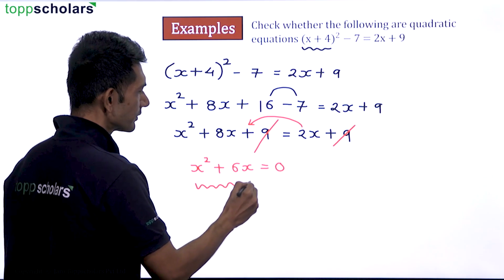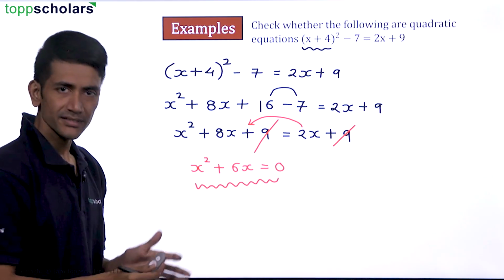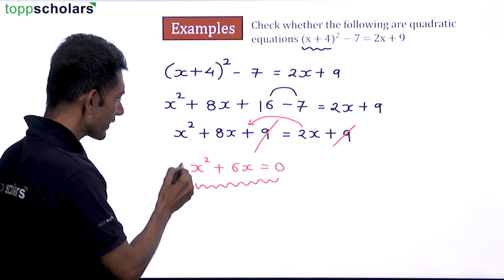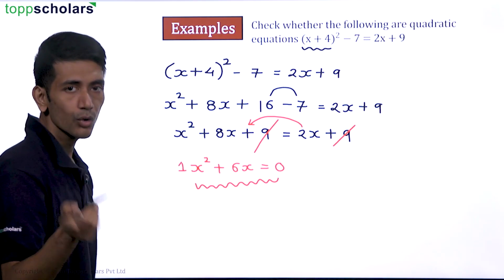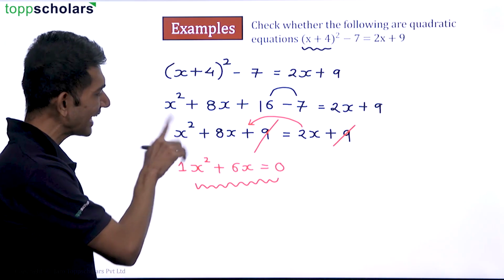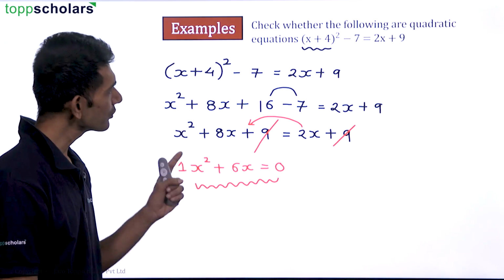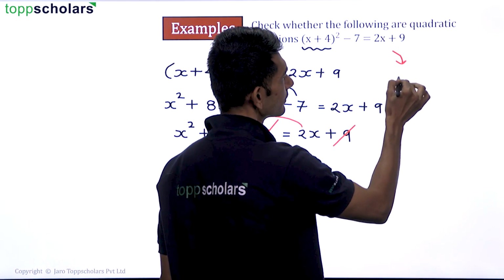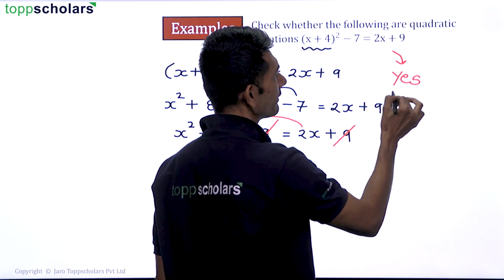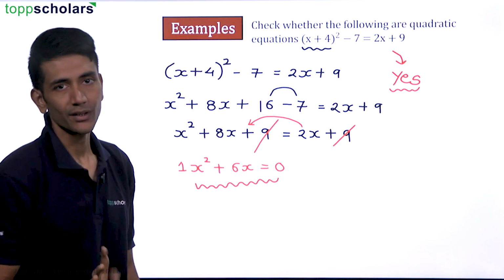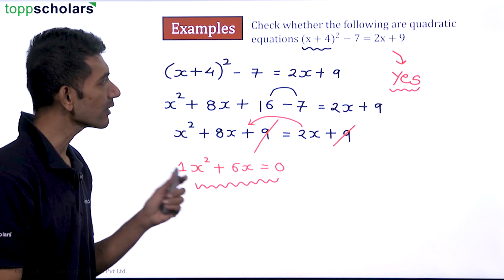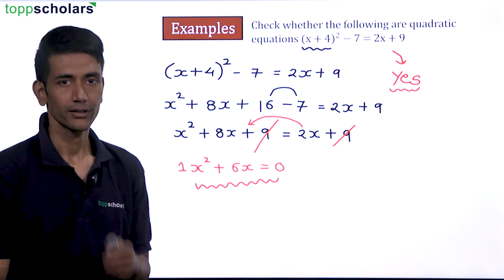Now observe this. Is this a quadratic equation? Yes, it is a quadratic equation where the coefficient of x square is 1 and the highest power of x is 2. So this is a quadratic equation. Again the answer to this is yes, it is a quadratic equation. So I hope you have understood how to check whether a given equation is a quadratic equation or not. Let's continue.